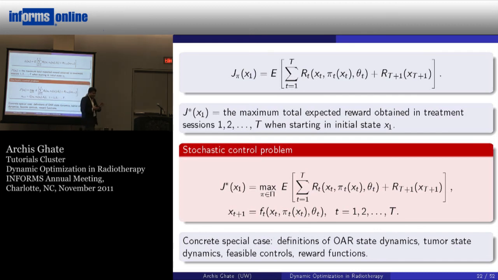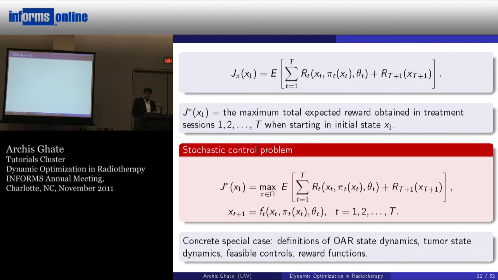Okay. So for the next 25 minutes roughly, I'm going to give you a special case for each of these. I'm going to start with OAR dynamics. And by no means am I saying that this is the only way to do it. As you can see, my general stochastic control formulation, and that's in our paper, is extremely general. I have not said anything about what those things are.